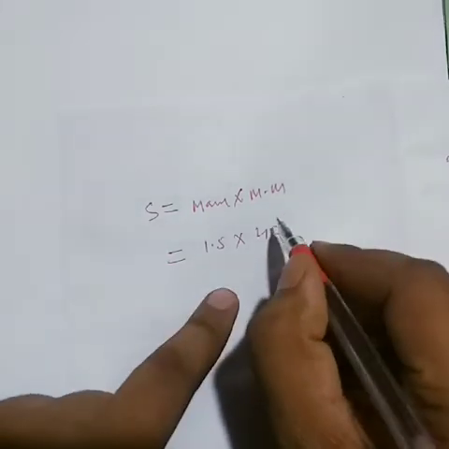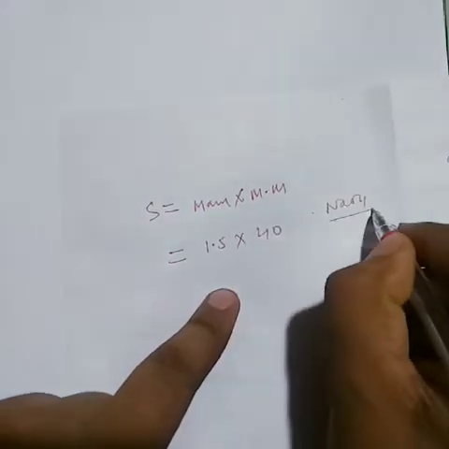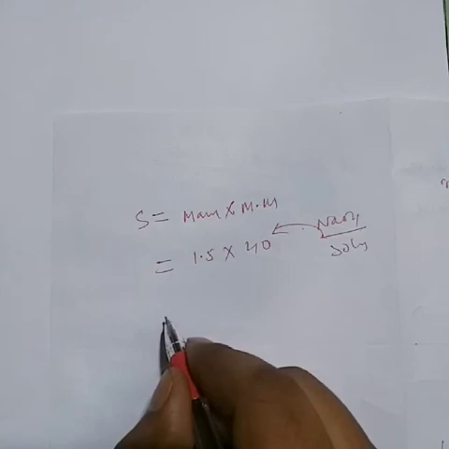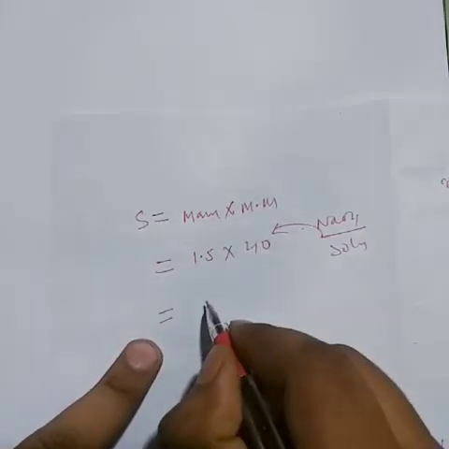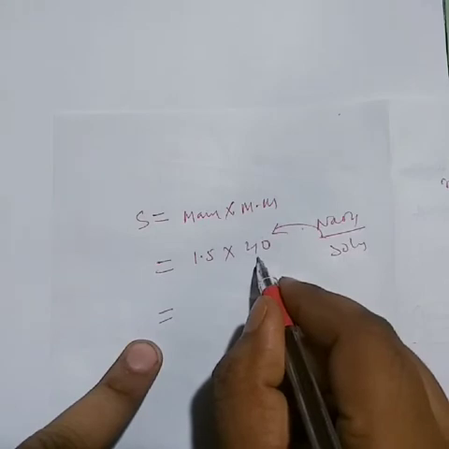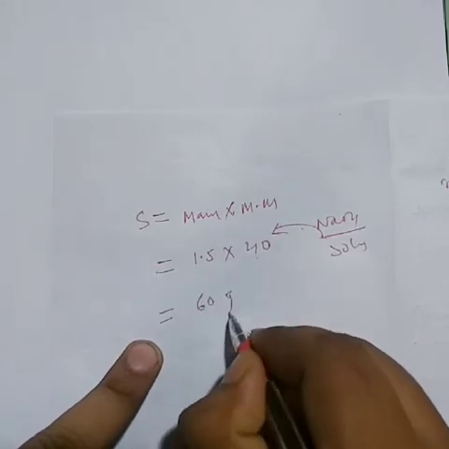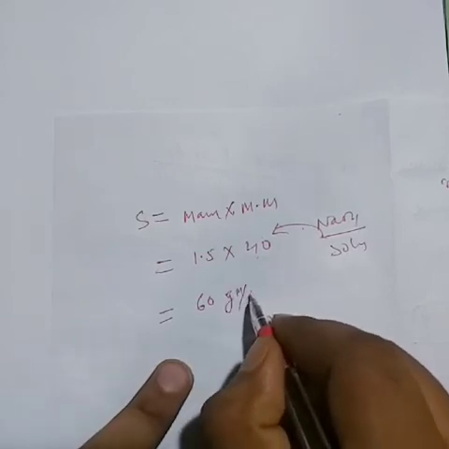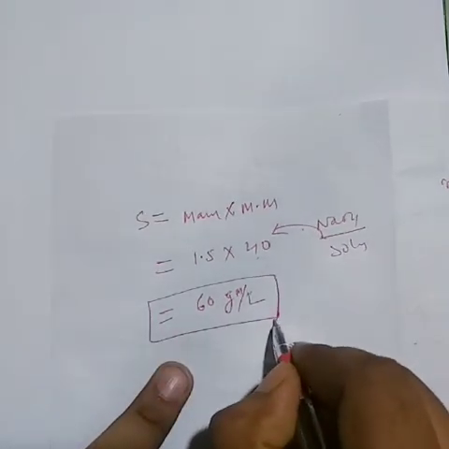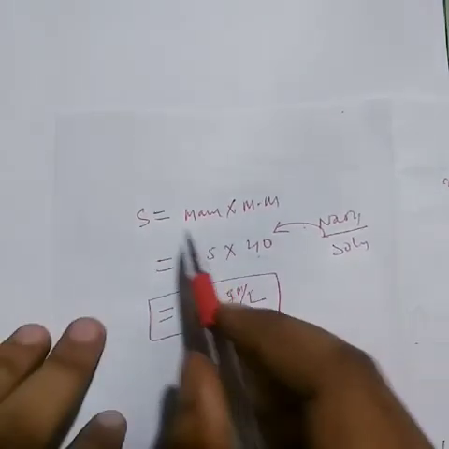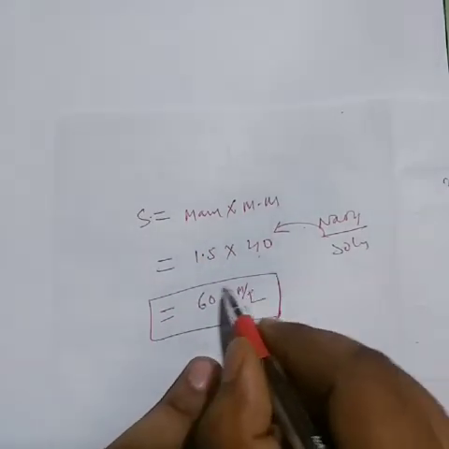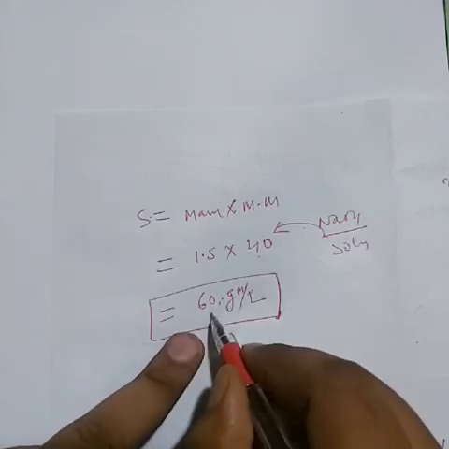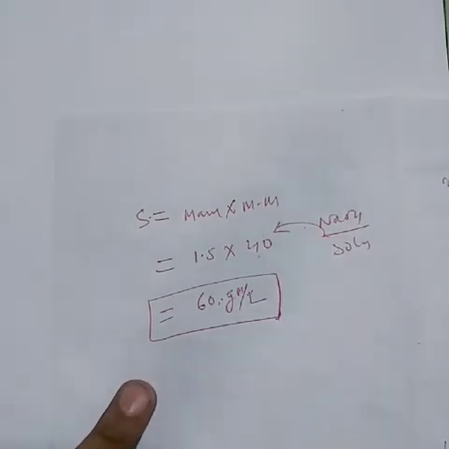The solute molar mass, that means NaOH is the solute, so the molar mass is here. So how much is there? That is 1.440. So here it is 60 gram per mole, 60 gram per liter. So here it is very important. That means 1 liter. What is the strength? Strength is 1 liter solution having 60 gram of solute. So here it is the strength.